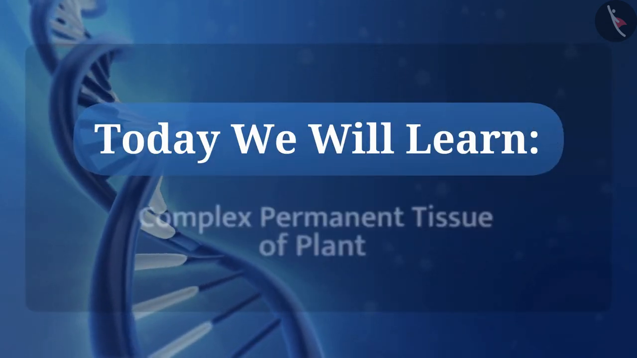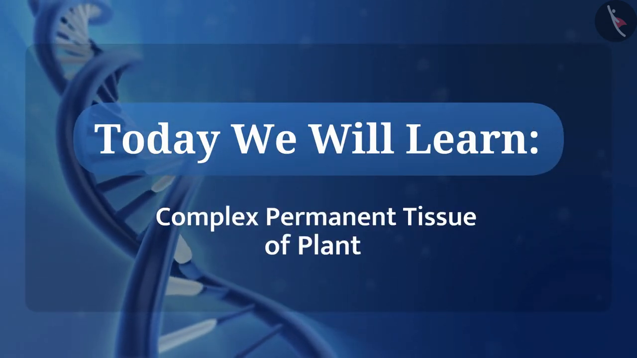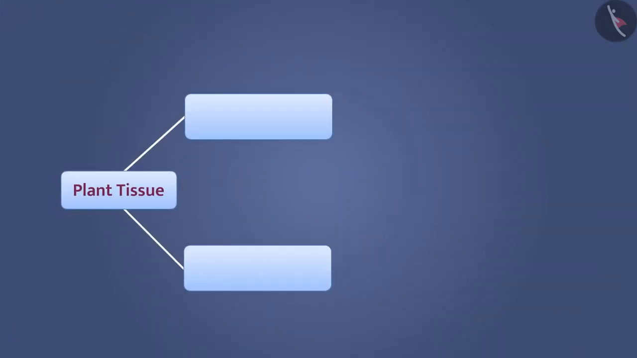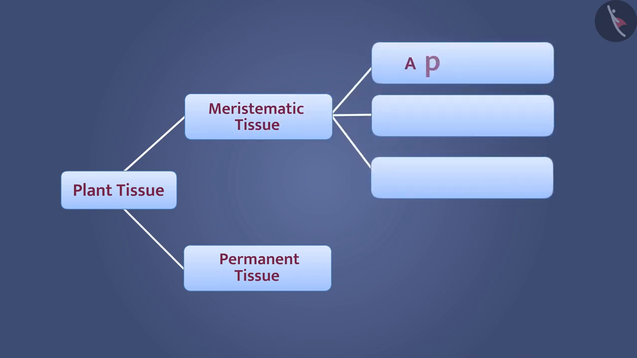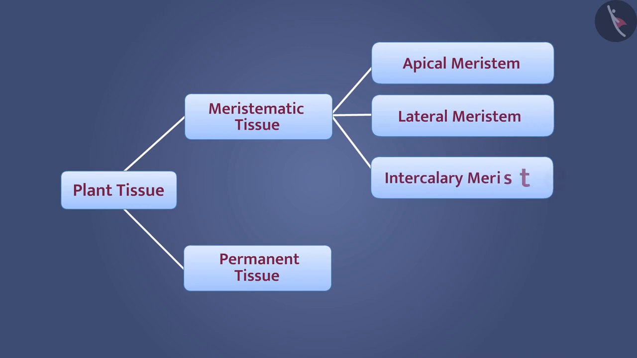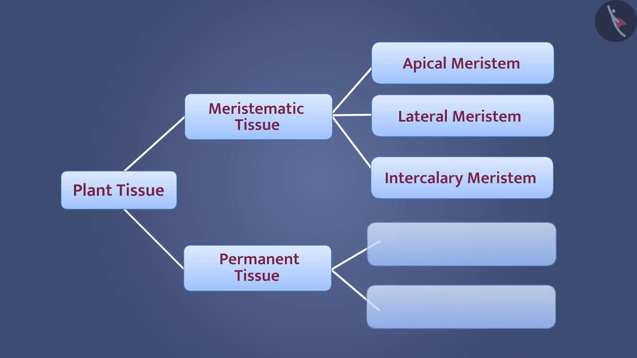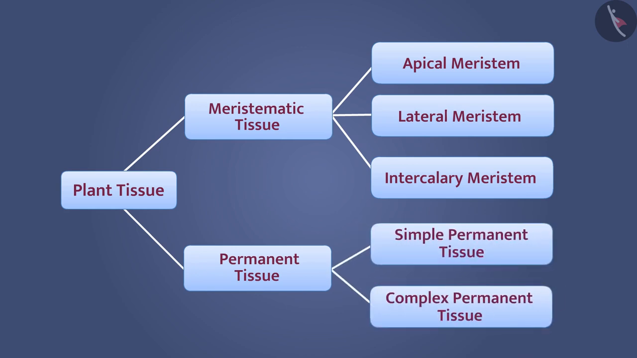Learn about the complex permanent tissue of the plant. In plants, there are mainly two types of tissues, meristematic tissue and permanent tissue. We know that meristematic tissue is of three types: apical meristem, lateral meristem, and intercalary meristem. Similarly, permanent tissues are of two types: simple permanent tissue and complex permanent tissue.